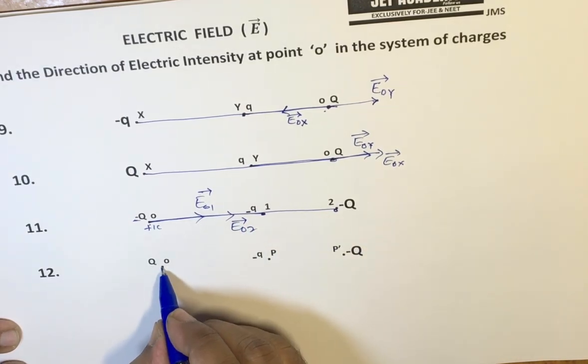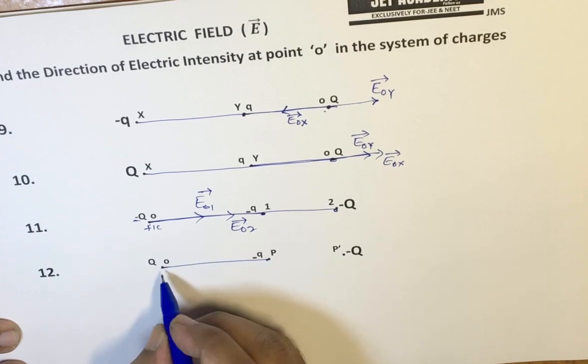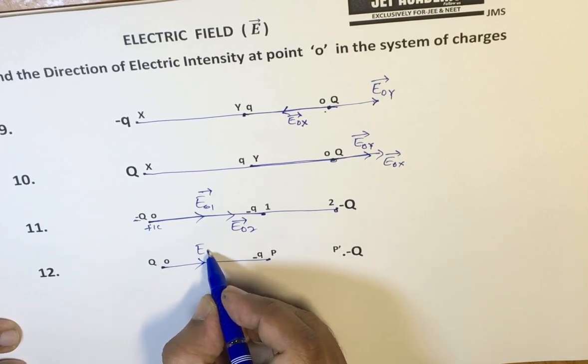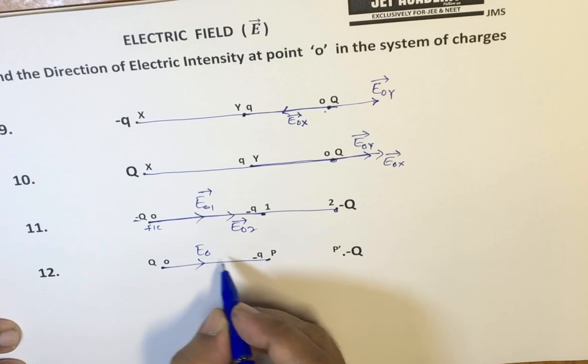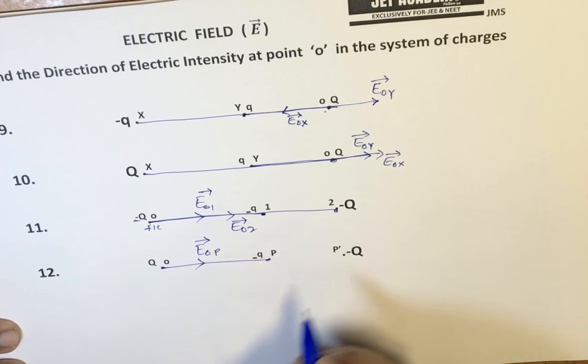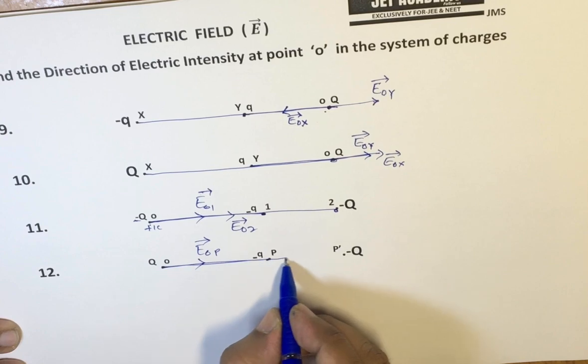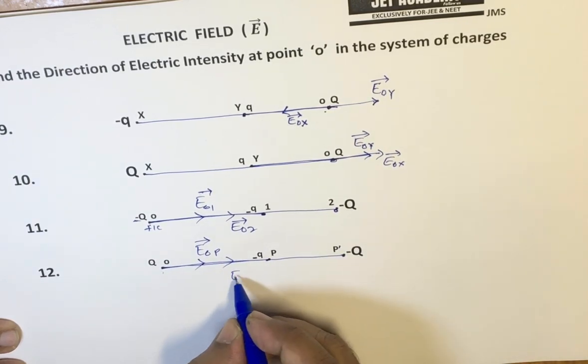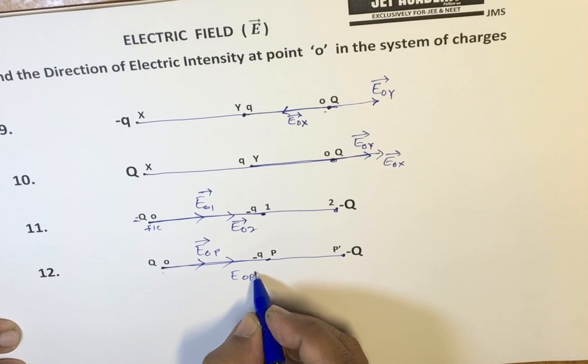Similarly, O here. Nearest one: this plus 1C is here, and it is going to be attracted. This is the electric intensity at O due to the charge at P. This is also minus, and the plus 1C is here, so it is also attracted. This is the electric intensity at O due to the charge E prime.